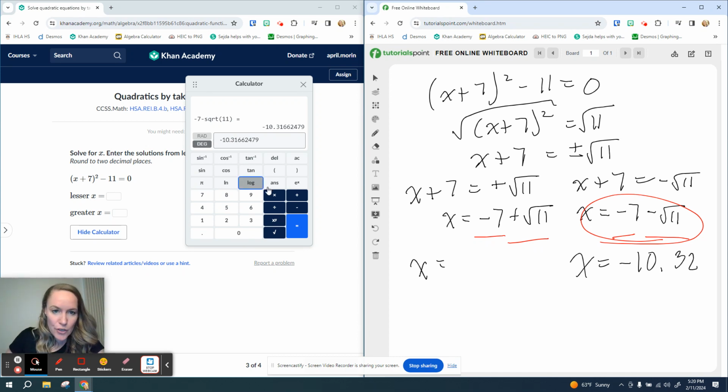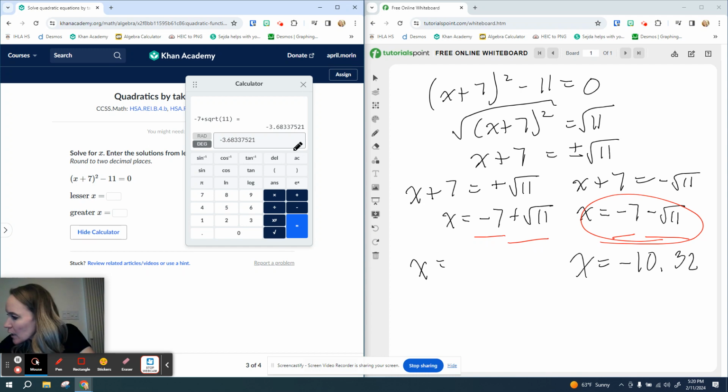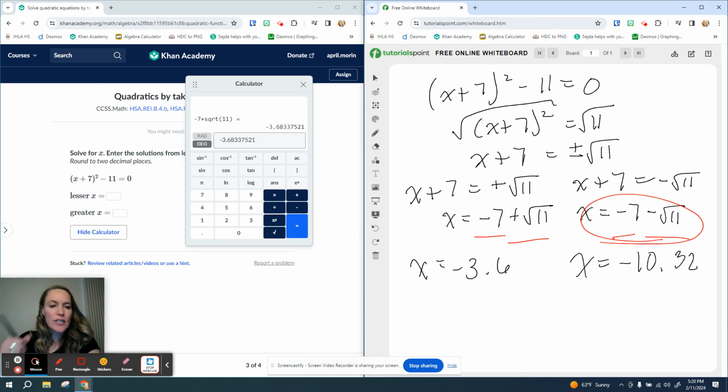Okay, now I have to enter, so I'm going to clear, and I'm going to do -7 plus, and you can type this in, SQRT, parenthesis, 11, parenthesis, hit enter, and I have -3 point, now it wants 6, right? That doesn't change. Now 8. So I look at 8's neighbor, which is a 3. 3 is less than 5, so I keep 8.